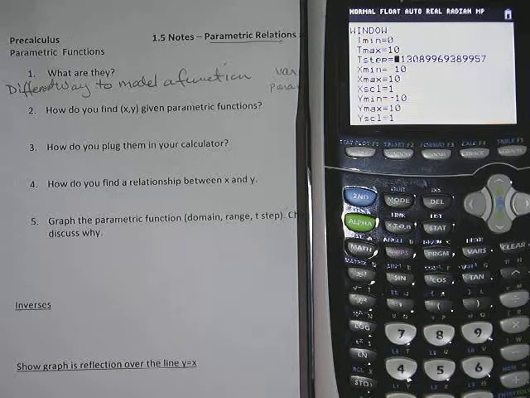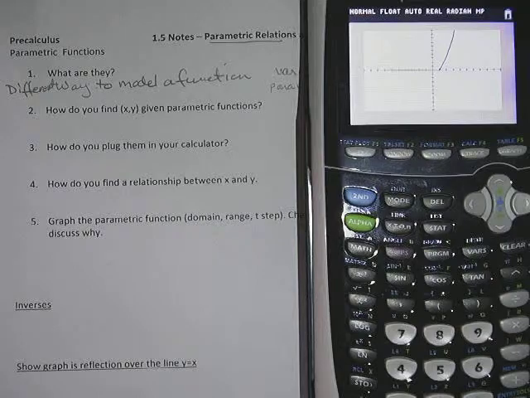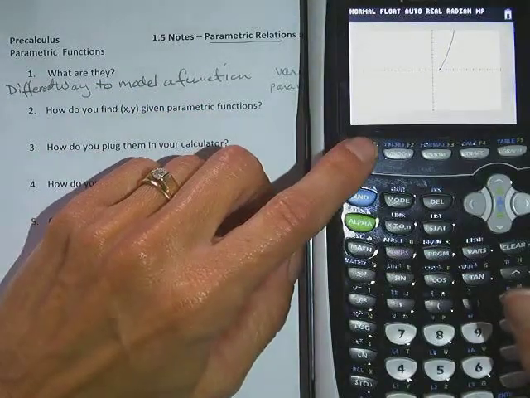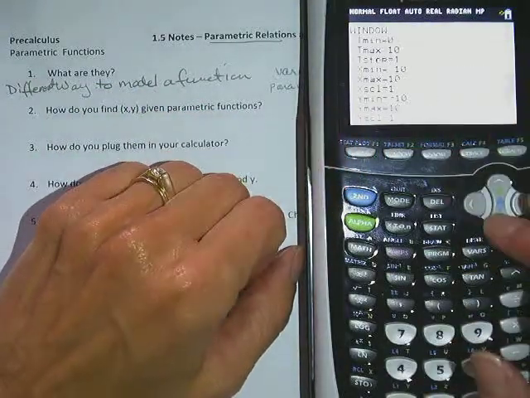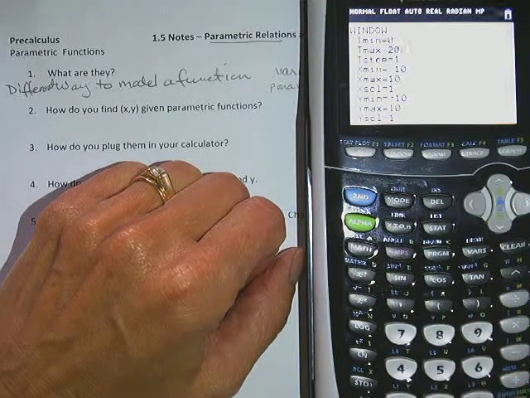Okay, the T step. That tells me how much I want to go up by. For example, if I put the T step at 1, I want you to see what my graph looks like. Oh, you still can't tell. Okay. It's the same.